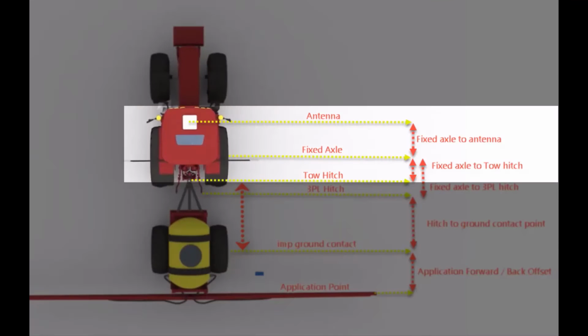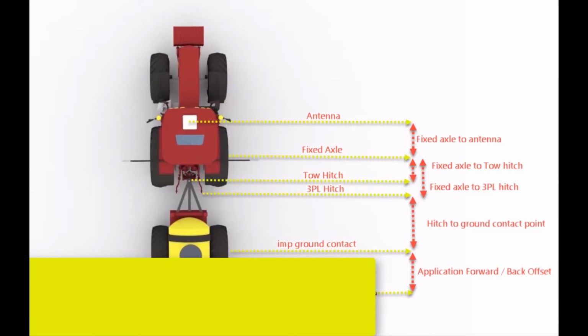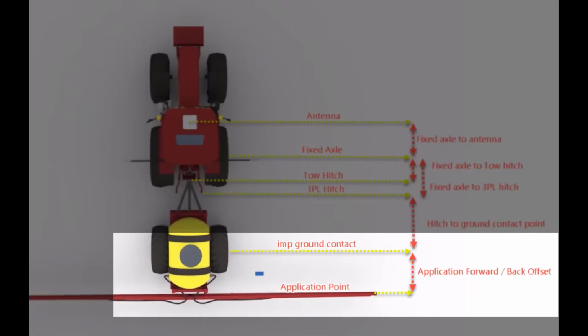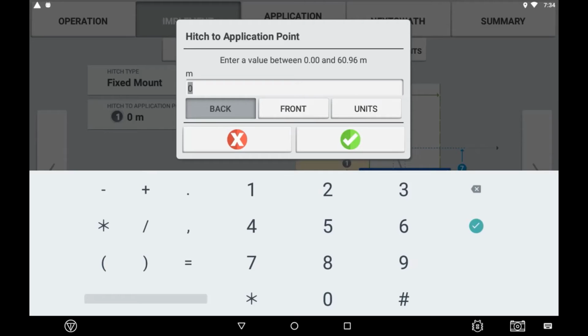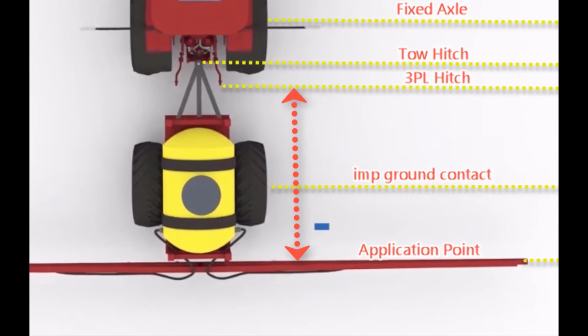This measurement is used in conjunction with the vehicle's measurements to calculate the vehicle modeling as the vehicle and implement articulate. As there is no application control with this setup, the implement ground contact point is where the coverage mapping will be measured from. When we are setting up a form of application control, you will see there are additional measurements we enter measured from the implement ground contact point. If selecting fixed mount as your hitch type, you will have to enter a measurement which is hitch to application point. This will be the measurement from the 3-point linkage hitch to the application point of the implement.